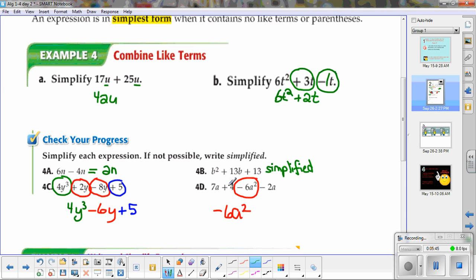And then I'm going to move on to the a's. I have 7a and a negative 2a. When you put 7a with negative 2a, that is 5a.